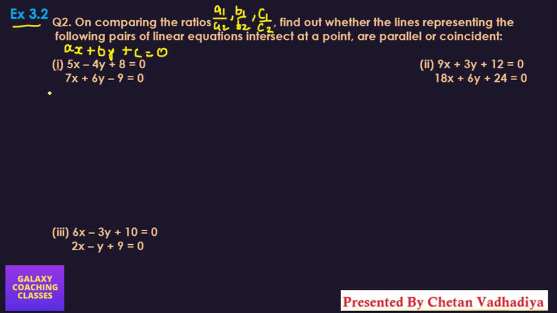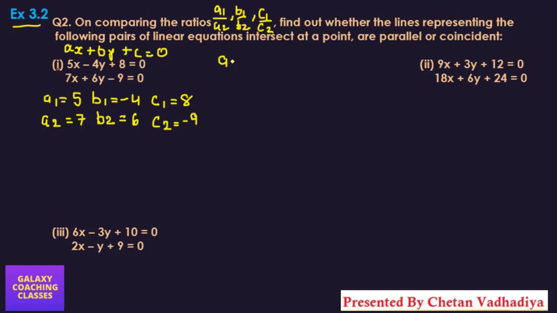So from this you will get A1 as 5, B1 as minus 4 and C1 as 8. In the same way you will get A2 equal to 7, B2 equal to 6 and C2 equal to minus 9. Now first of all you need to find A1, A2, B1, B2 and C1, C2, and then you need to find the ratios.